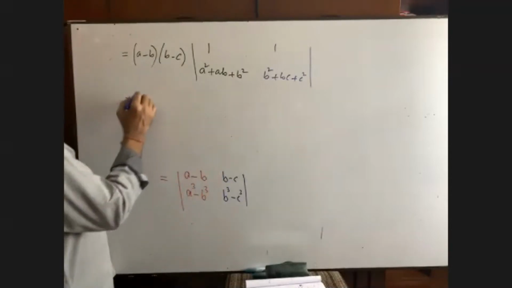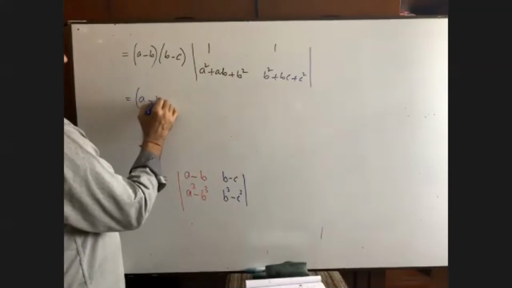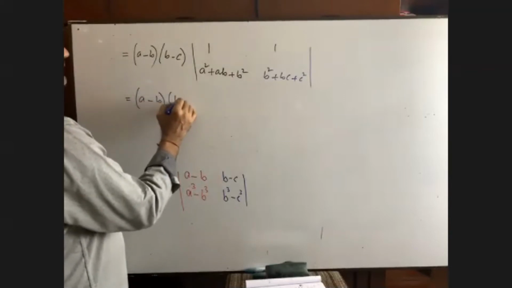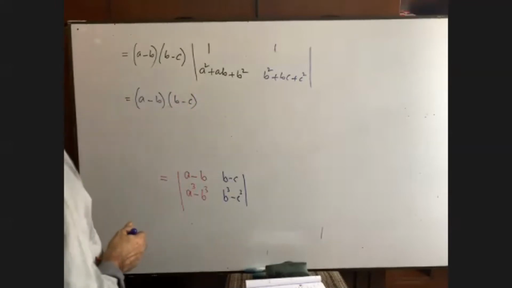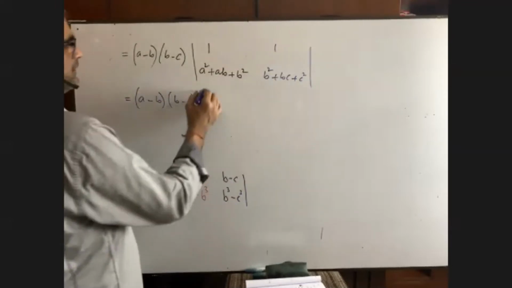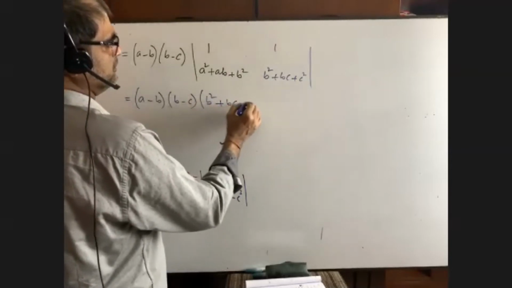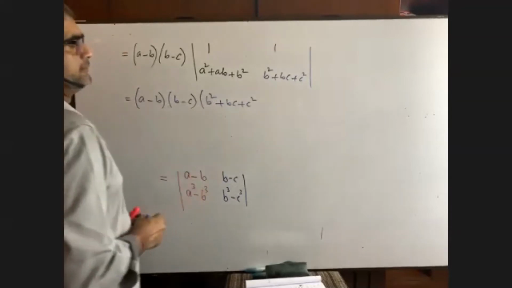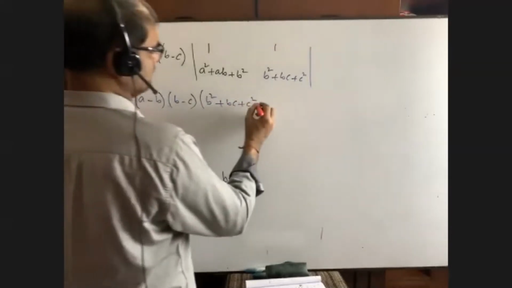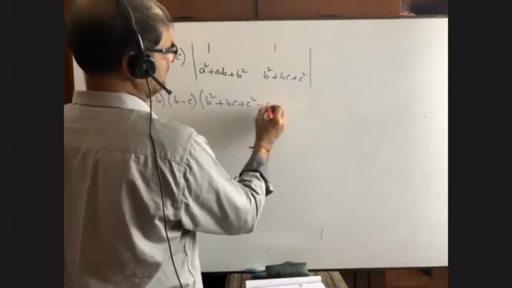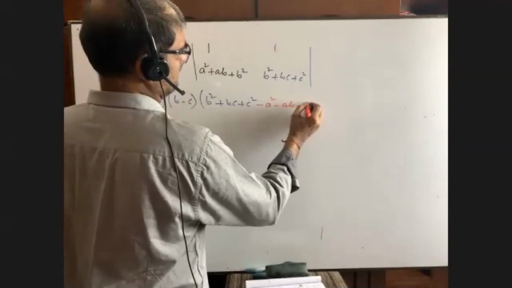That's good. You know, this is the most important math in this exercise. Every year, this math is given in the exam because this is a basic math. Okay, now you multiply it. That is B square plus BC plus C square, then minus A square minus AB minus B square.